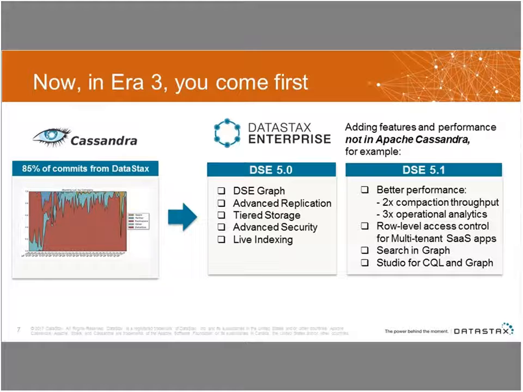So just very quickly, and I'll be talking about a number of these throughout the presentation. In 5.0 last year, we came out with DataStax Enterprise Graph. We added advanced replication, tiered storage, advanced security, live indexing. 5.1, just a couple months ago, very significant performance improvements, row-level access control, particularly for multi-tenant SaaS applications. We extended search in Graph, and then Studio extended to CQL, or Cassandra Query Language, and Graph.